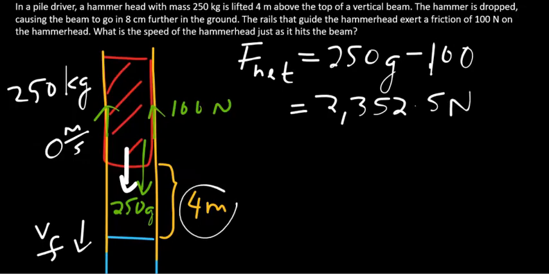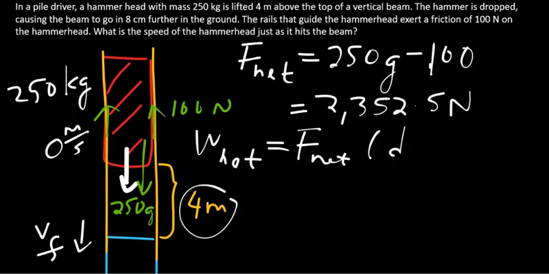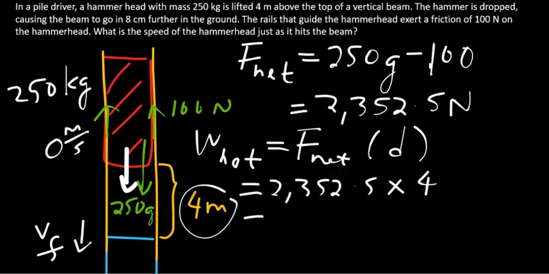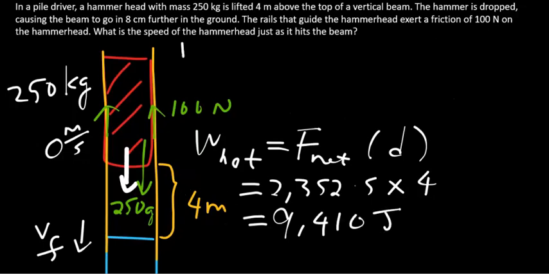Since it's falling a distance of 4 meters, the net work on that hammerhead is the constant net force that we have calculated times the displacement, in this case 4 meters. So 2,352.5 times 4, and that's going to be 9,410 joules.